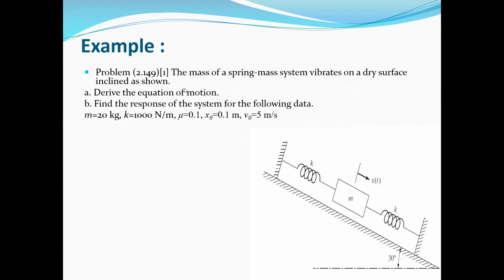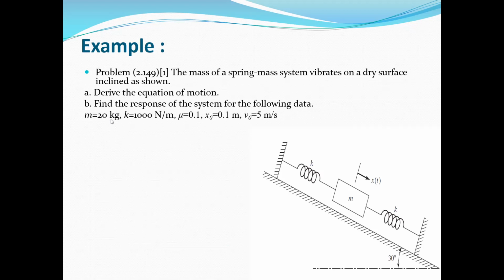Okay, the next example, there is a spring mass system. Here we have this mass which is connected to two springs with stiffness K on a dry surface inclined as shown here. We have the friction on this surface. Derive the equation of motion, part A, and part B, find the response of the system for the following data.